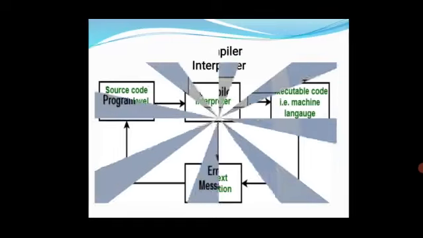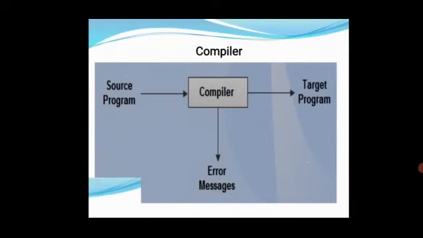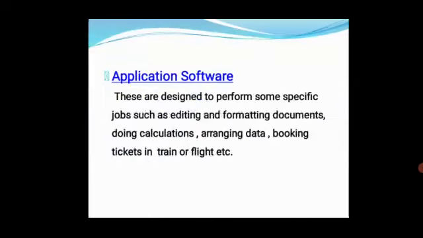The next one is application software. Up to now we have seen system software; many types are available, and I explained all the categories. The next one is application software. Why are we using this application software? For performing any particular type of job, we are using this application software.